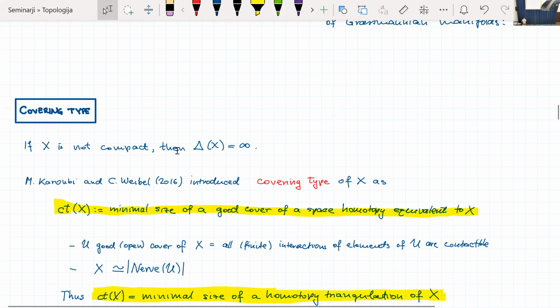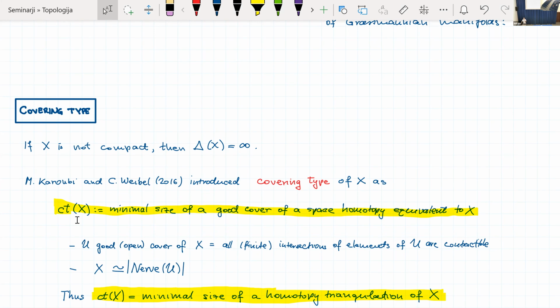So this is another concept which is going now in the rest of the talk to replace this delta of X. It's called covering type of X. This was introduced by Max Karoubi and Charles Weibel just a couple of years ago. And again, it is a simple invariant. You just say, well, Ct of X is just the minimal number of elements in any good cover of X. And you all know what is a good cover.